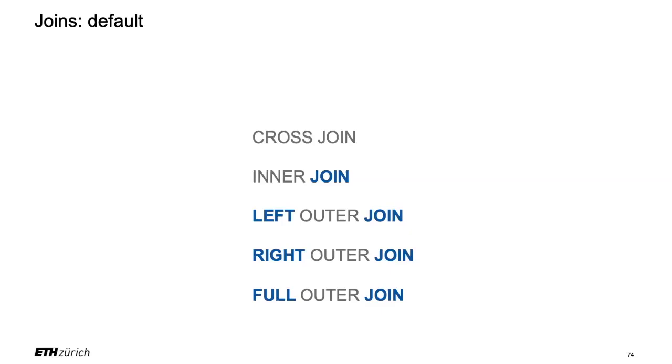So what you need to know is first, if it's just a comma, that's a cross join, that's the Cartesian product. If you just say join, then it's always inner by default. If you say left join, then it's always outer. A left join is always a left outer join. Right join is always right outer join, and full join is always full outer join. So what's in gray here is just what you can omit.